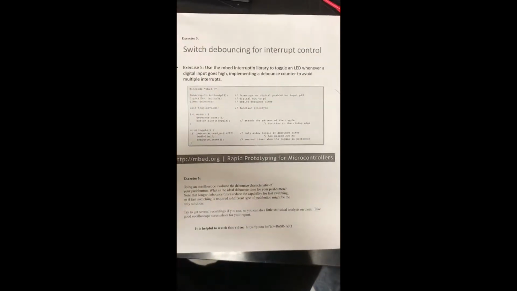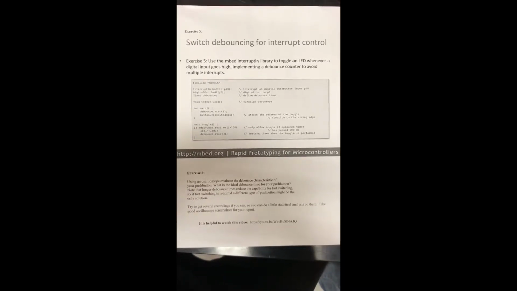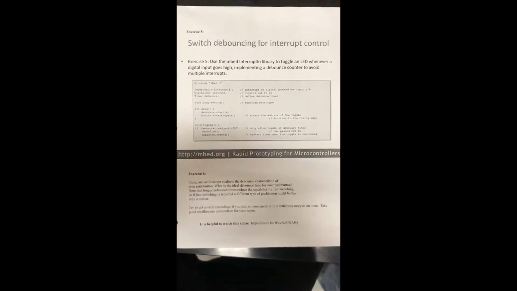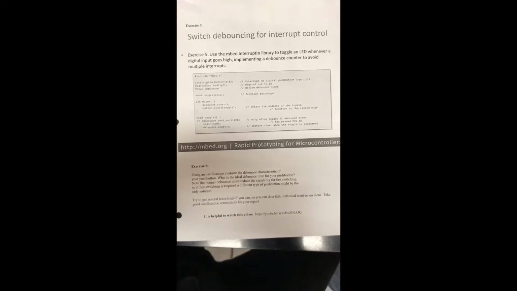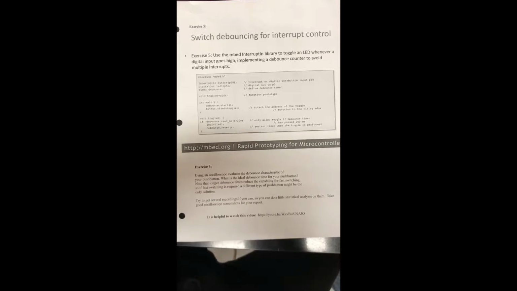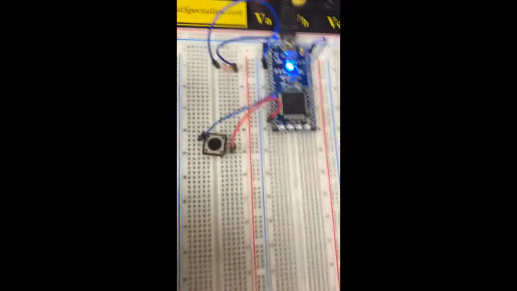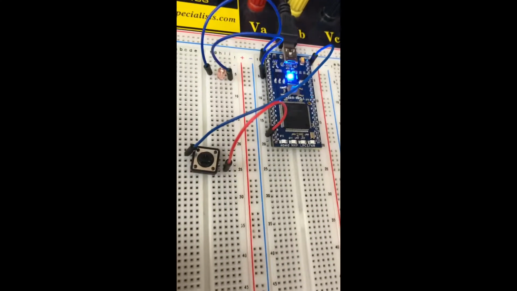All right, this is lab 5, exercise 5, and we use the debounce function to help with using an LED with a button. And this is our setup. It's the same as the setup in part 4.